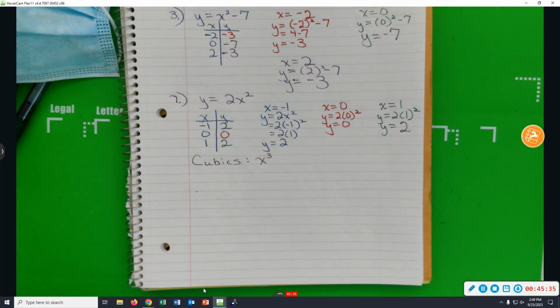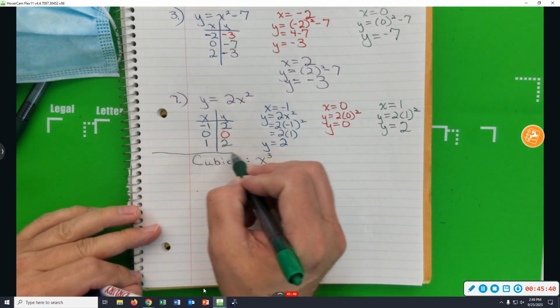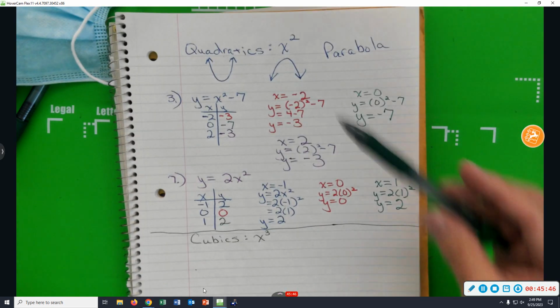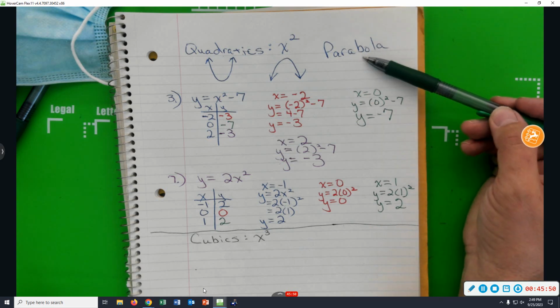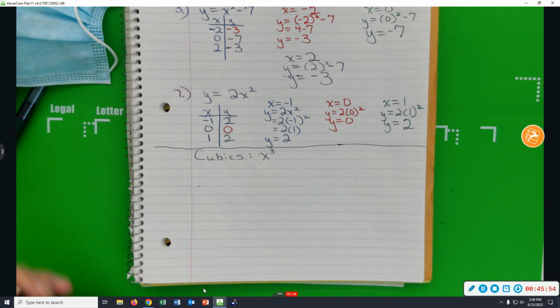And there's no nice name for cubics. My brother calls them squigglies, but there's actually no... Parabolas, they have a nice name. Those U-shapes, quadratics have a nice name for their shapes. They're called parabolas. Cubics, no, they don't have a nice name for them. Tony calls them squigglies, but I guess that's as good a name as any.